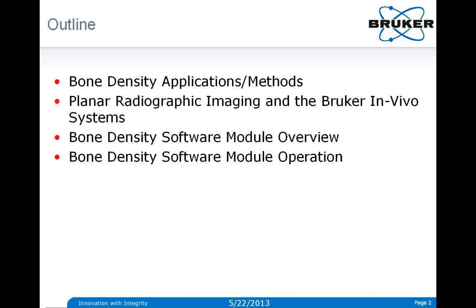Following this, we will overview the bone density software, a little bit about the models that are used in the bone density software and some of the imaging requirements for the bone density software. And then finally, we will finish by providing some instructions on acquiring images for use with the bone density software, as well as processing and analysis with the bone density software module.